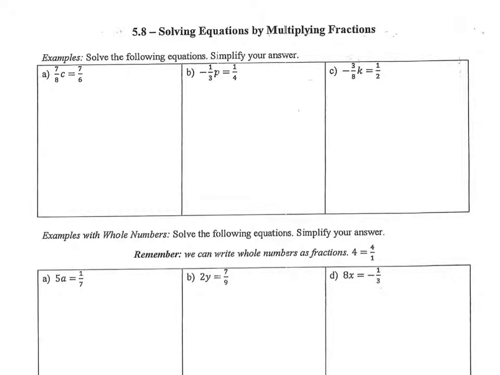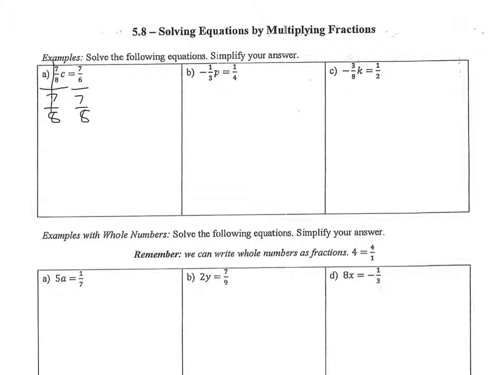The last lesson was solving equations by adding and subtracting fractions. This time we're solving equations by multiplying and dividing. So when there is no space in between here, remember these two are multiplying, so the inverse of multiplying is dividing. So watch what happens when I divide both sides by 7/8.